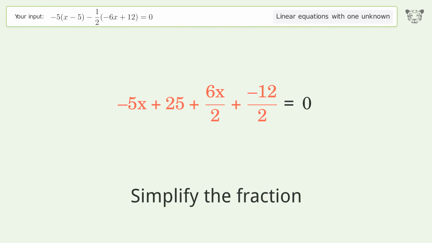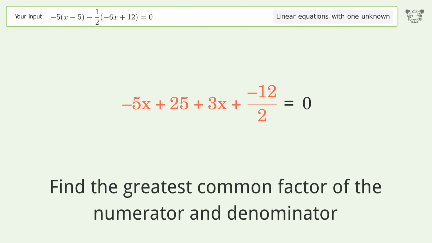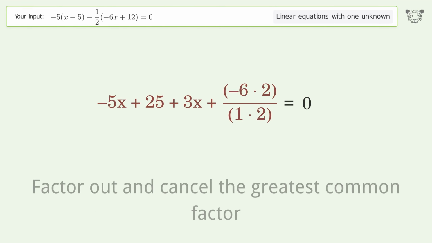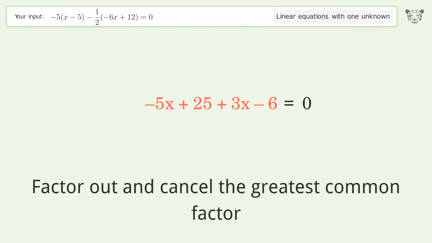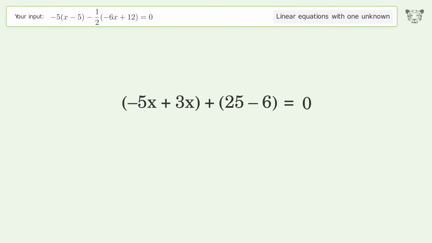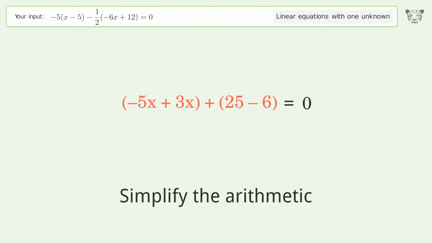Simplify the fraction. Find the greatest common factor of the numerator and denominator. Factor out and cancel the greatest common factor. Group like terms. Simplify the arithmetic.